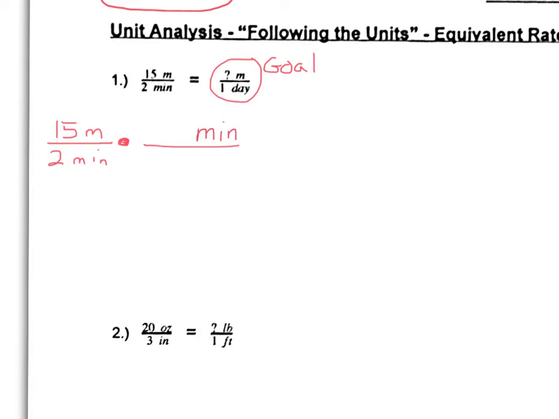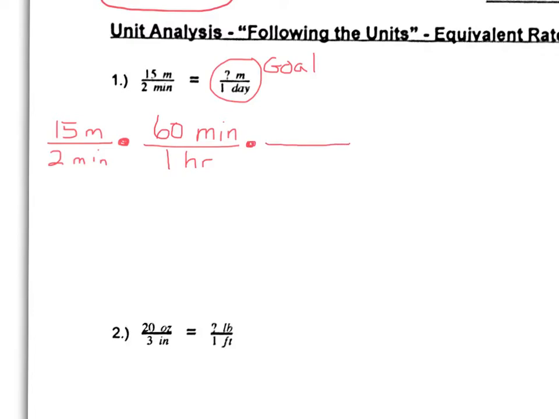Now minutes, minutes, minutes. What do you know about minutes? Aren't there 60 minutes in 1 hour? That's just a fact that you know, 60 minutes in an hour. Okay. Hours. Nope, that's not what we want. We want days. So now we're going to follow this unit. We don't want hours. So we continue, we multiply again.